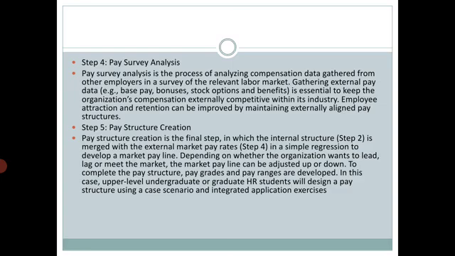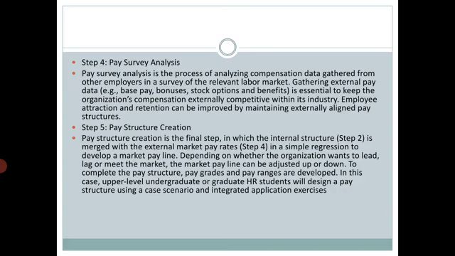Yes, what is your pay structure? What is the pay structure which is prevailing in the industry? Okay, merge it and prepare a market pay line. Consider whether your organization is leading the market, lagging behind, or meeting the market. To complete the pay structure, pay grades and pay ranges are developed.